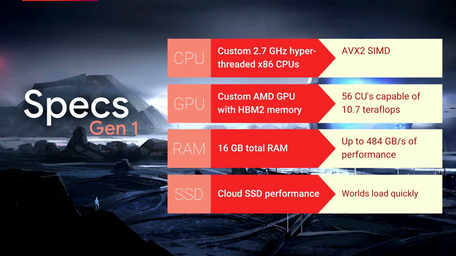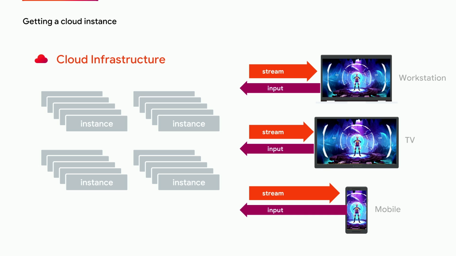So this is the hardware that one Stadia instance gives you. But where does this hardware live? Where do you actually reserve an instance from? You reserve an instance from the Google Cloud. The hardware is hosted by us in our data center. Or you can host your own instances on-premise from hardware running within your studio that we call nodes.